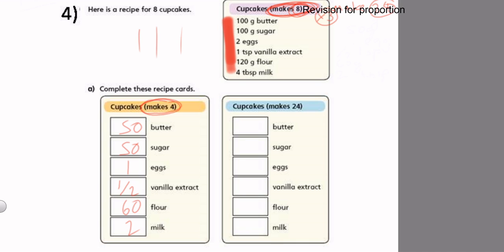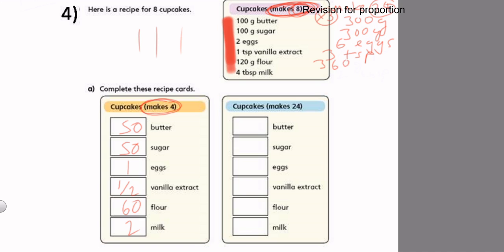Look at the butter then, 100 grams of butter multiplied by 3 gives you 300 grams. 100 grams of sugar multiplied by 3 gives you 300 grams of sugar. 2 eggs multiplied by 3, 6 eggs. 1 teaspoon multiplied by 3 is 3 teaspoons. 120 grams of flour multiplied by 3 is 360.